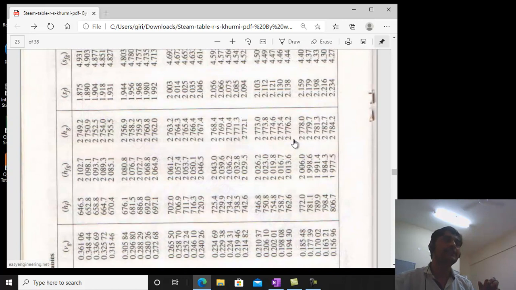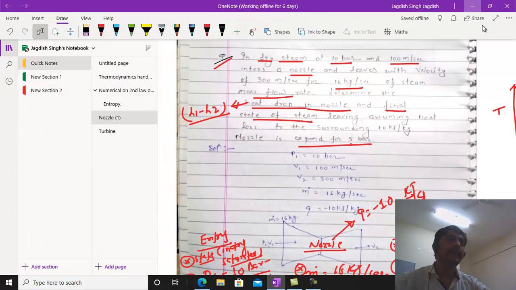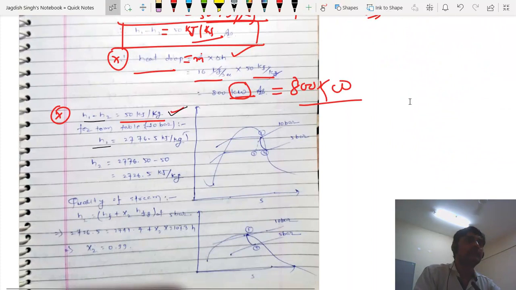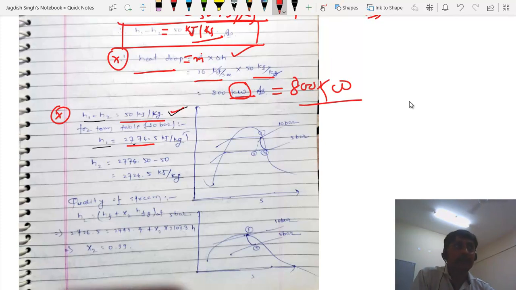At 10 bar, it can be seen from the steam table, Hg is 2776.5 kJ/kg. So this H1 is 2776.5 kJ/kg. At 10 bar, this state is already dry saturated steam, so from the dry saturated steam table we can find out the value of H1.